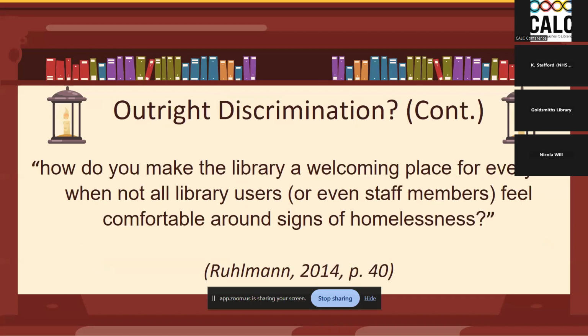So, how do you make the library a welcoming place for everyone when not all library users or even staff members feel comfortable around signs of homelessness? This is a difficult question, right? This is something that's quite hard to deal with.